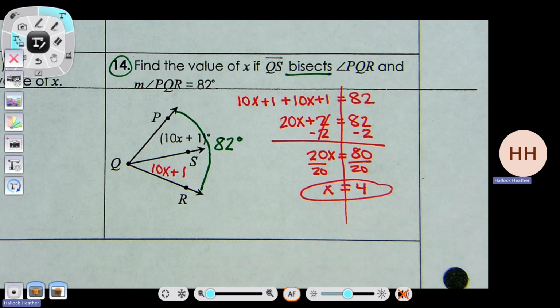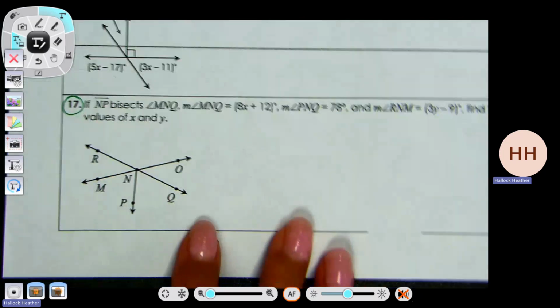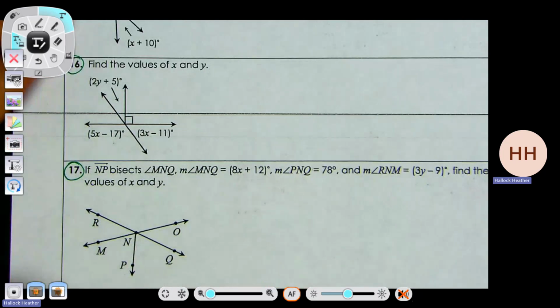But either way, it's fine. So geometry, there's a million ways to do these and get the same answer. But if you double it, it's still equal to 82. Or I could have cut 82 in half, made 41, and then just equal one side to 41. Okay, let's do one more. And then number 17, you're crossing out. So cross out number 17. You don't have to do 17. We're going to do 16 together.